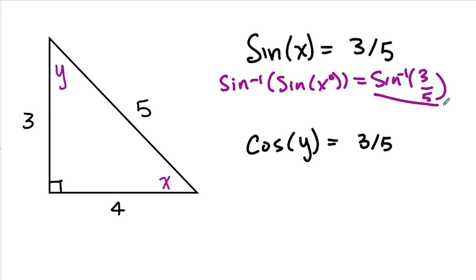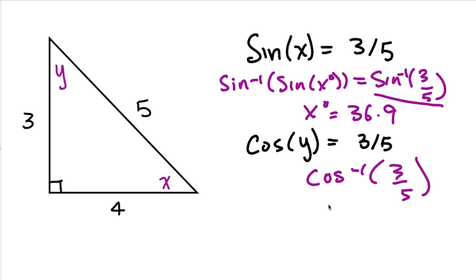In your calculator, type in sine inverse 3 over 5. And you're going to get, rounded to the nearest tenth, 39.6. So the inverse sine of 3 over 5 is 39.6. The inverse cosine of 3 over 5 will give us y, and y is equal to 53.1. 53.1 and 36.9 is 90 degrees. This is setting up the inverse.